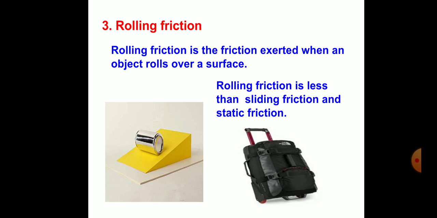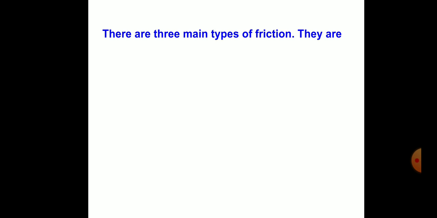So rolling friction is less than sliding friction and static friction. Rolling friction is less than sliding friction, then static friction. It implies that static friction is more than sliding friction, which is more than rolling friction. Okay, so in this we have studied three main types of friction. They are static friction. What is static friction? It is the friction exerted on a body which is at rest.